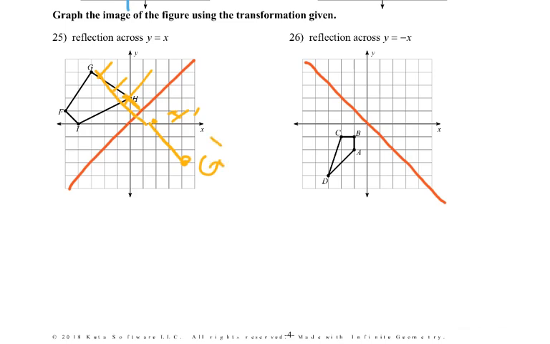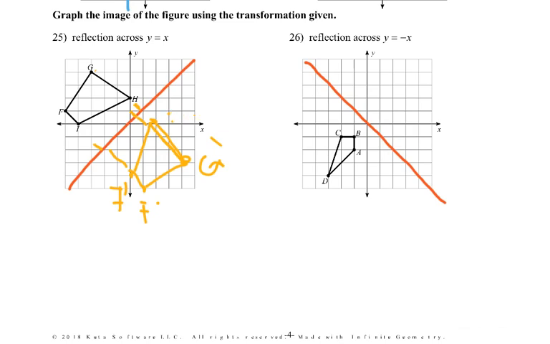Okay. So here I is 2 away, and F is 3. So I prime would be right here, and F prime would be right there. And that's what it would look like. So those ones can get kind of tricky.